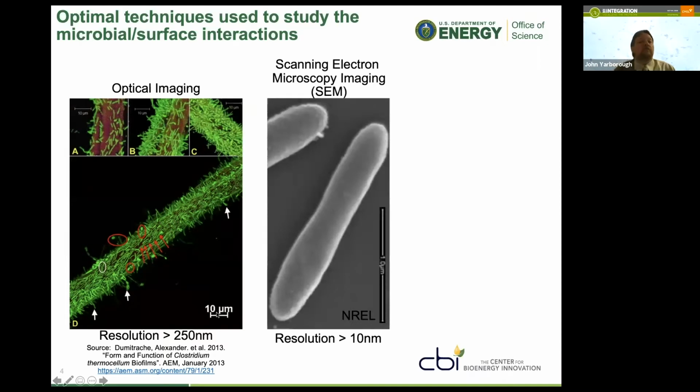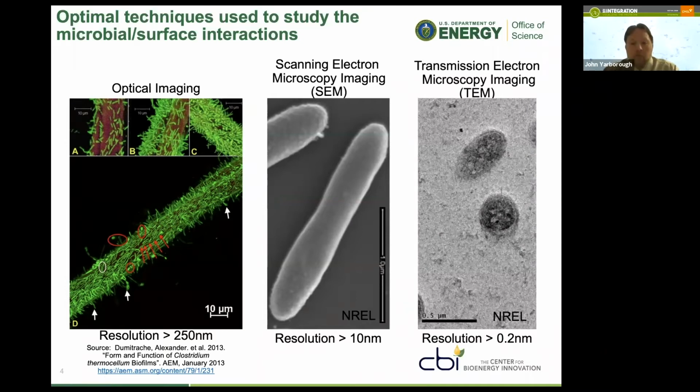You can then move into scanning electron microscopy. It gives you far higher resolution, up to about 10 nanometers. You have the ability to look at more of the ultrastructure of the bacteria. Here you can see that the distal ends of this Clostridium thermocellum are rather textured, and the middle is rather smooth. You can also move into TEM, which gives you far superior resolution and finer detail, and can get us down to resolutions of about 2.2 nanometers.